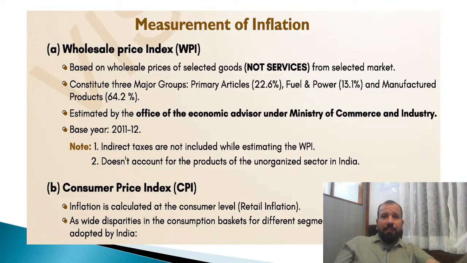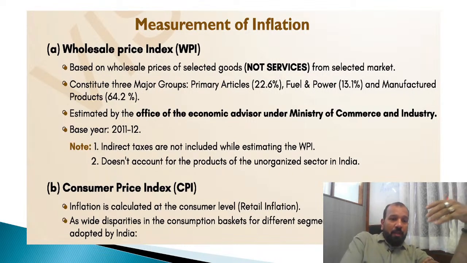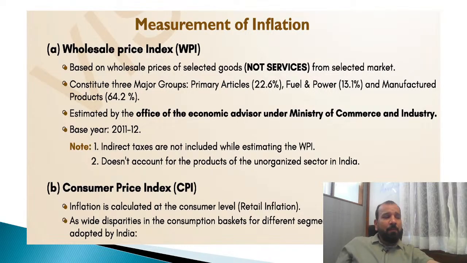So, measurement of inflation: WPI and CPI. The WPI is based on the wholesale price of selected goods, not services. In the WPI, we are concerned only with the products of a selected market. It constitutes three major groups: primary articles, fuel and power, and manufactured goods. It is estimated by the Office of the Economic Adviser under the Ministry of Commerce and Industry. The base year is 2011-12. What is the significance of WPI? Indirect taxes are not included while estimating the WPI, and it does not account for the products of the unorganized sectors in India, because in unorganized sectors we don't have data.